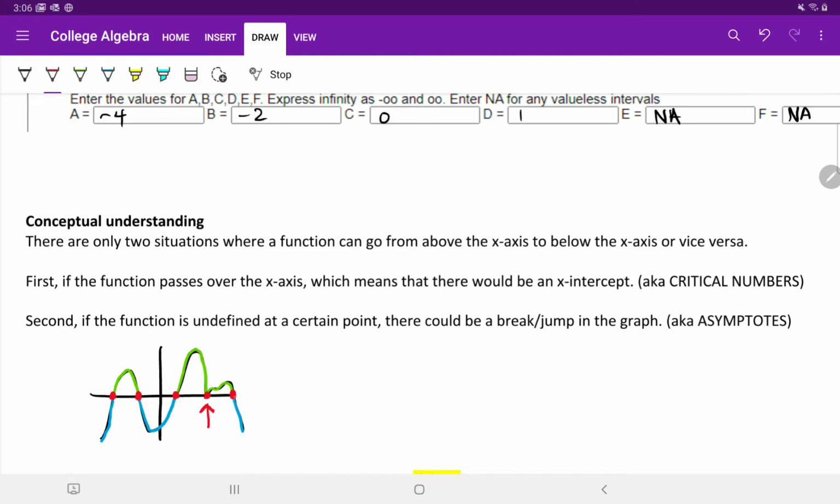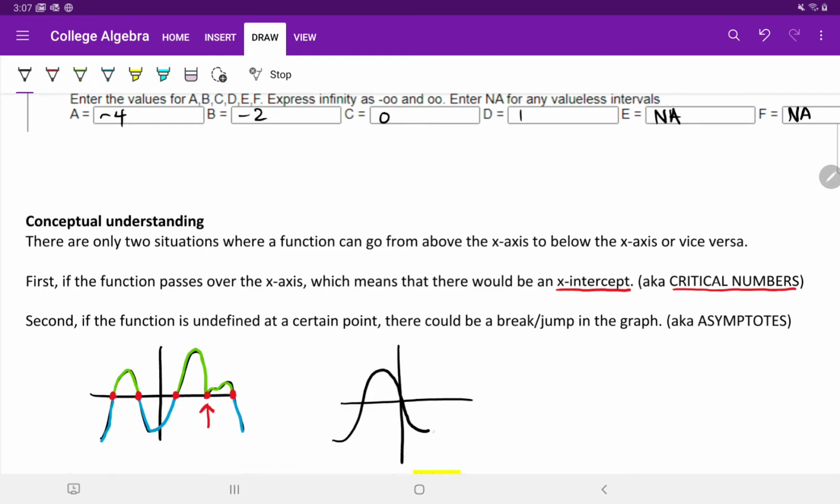So these red dots represent what we called critical numbers. X-intercepts are critical numbers. They are places where our graph might go from top to bottom or from bottom to top. There's one other situation where this might happen. So I'm going to draw another graph and draw a function.